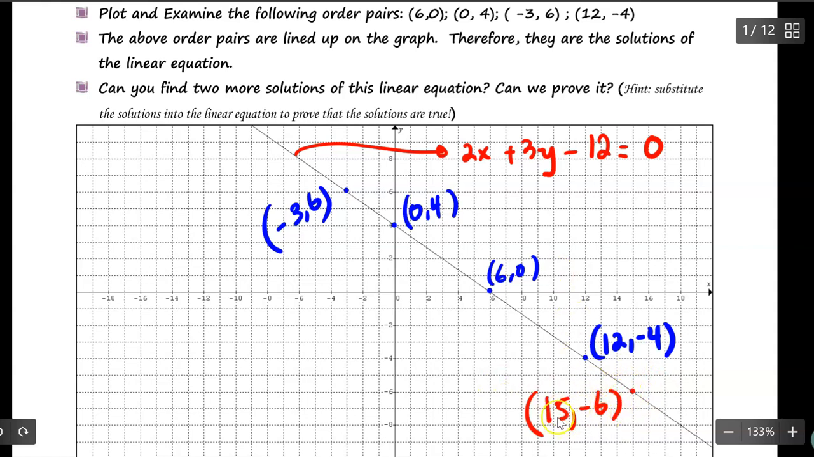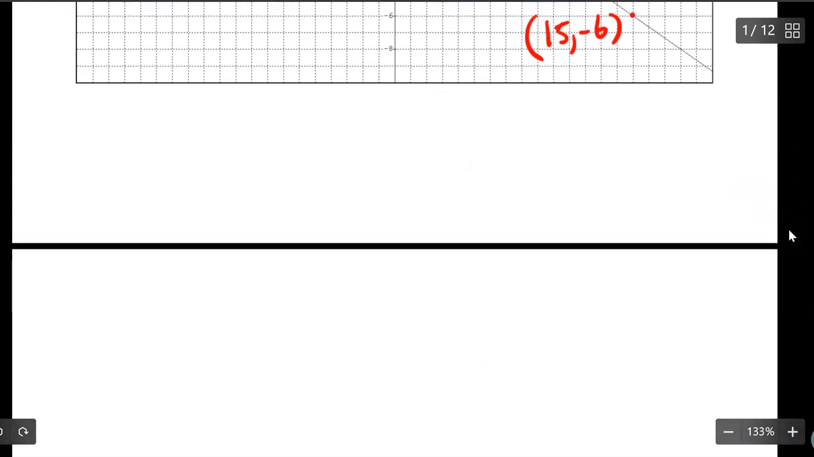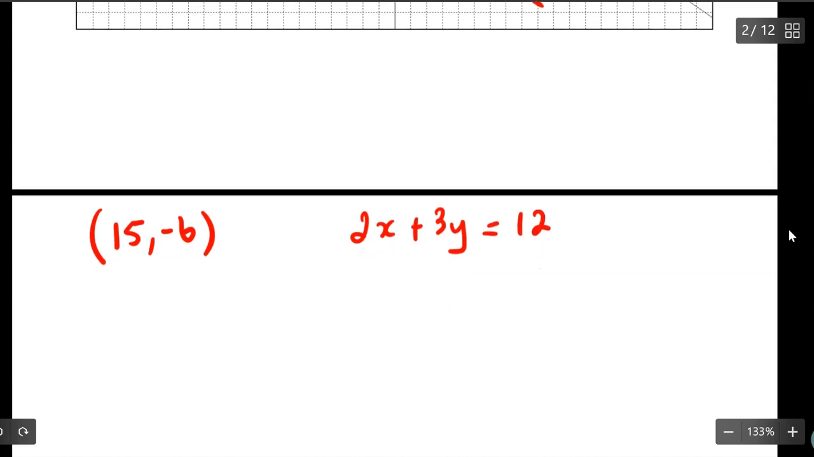It means that you substitute the value of x into this equation, you substitute the value of y into this equation, and then you perform the operation to see if it's true to its statement. That means if it's equal to 0. So let's try that. I'm going to get 15 and -6, and then my equation is 2x plus 3y minus 12 equal to 0, or I can say that it's equal to 12. So I can check the left-hand side and the right-hand side. This one is the x, this one is the value for y.